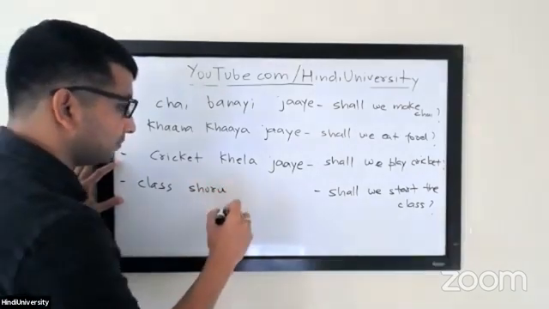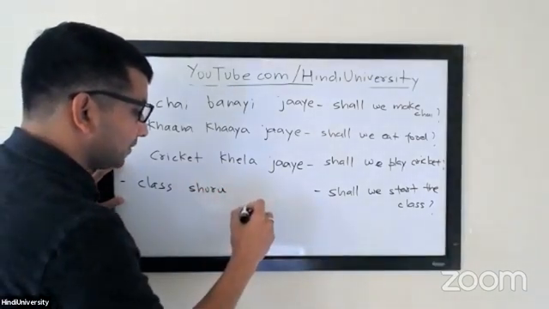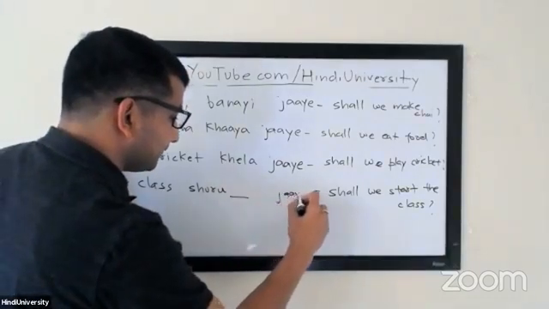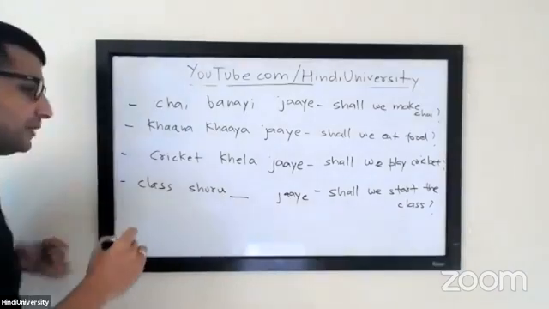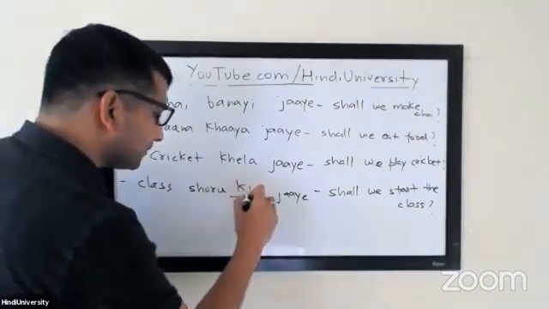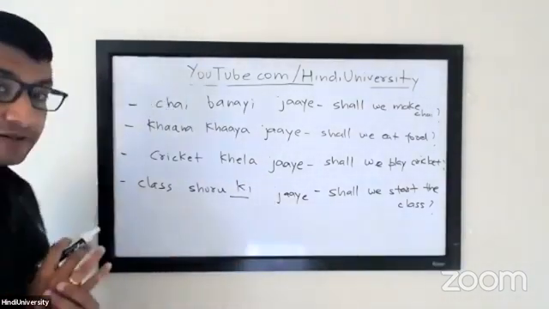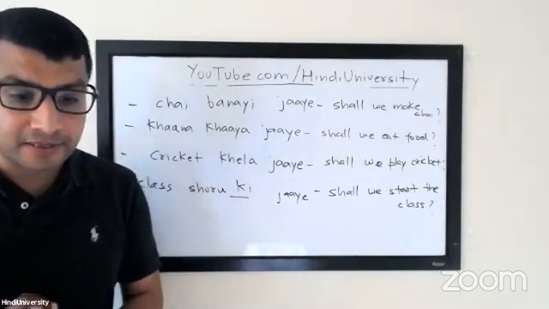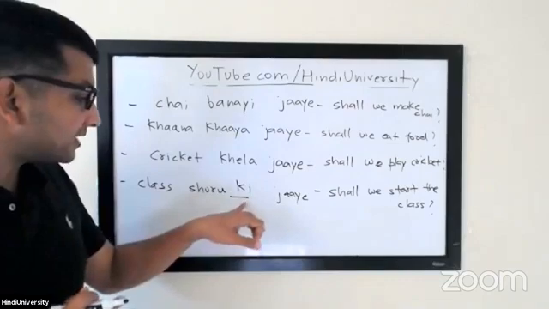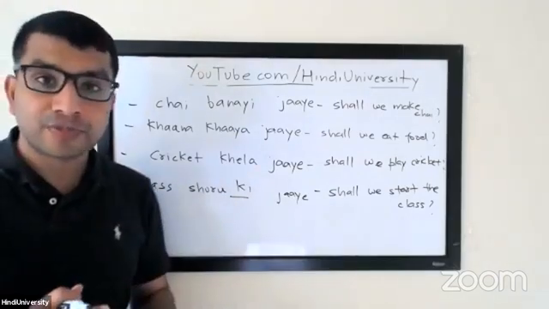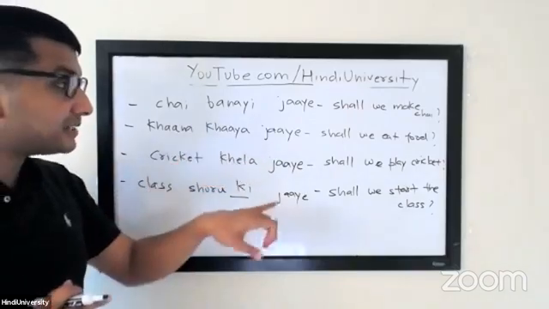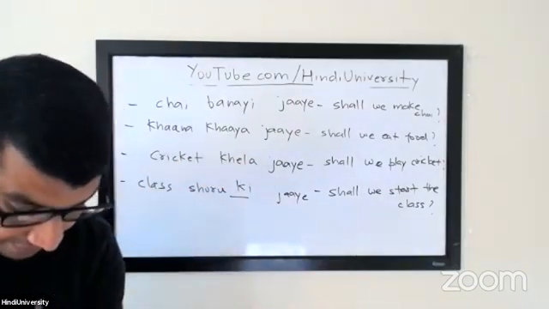Okay, chalu kiya jaye. So should we... Because class is feminine, it would be "ki". Class shuru ki jaye. Great, right? Because karna is also an irregular verb. When you're saying it in the past participle, it's class shuru ki jaye. Okay. खाना खाया जाए, खाना बनाया जाए, all of them are the same.